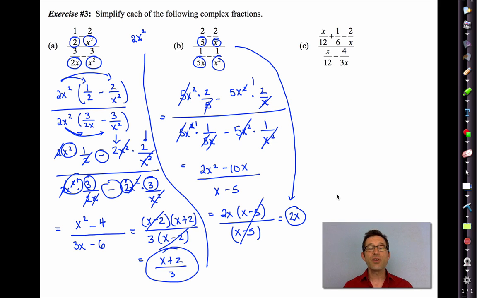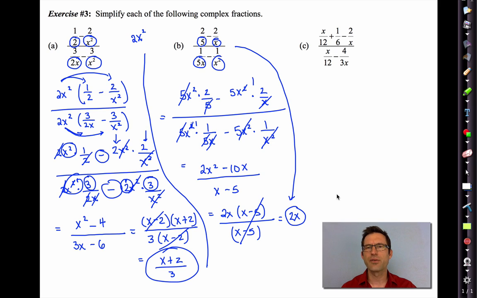Isn't that amazing? If I took any value of x and I plugged it into the original fraction, and then I plugged it into the other one, except for x equals 0, any other number would give me exactly the same result. It's really cool.